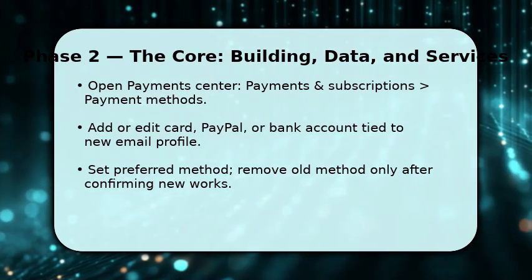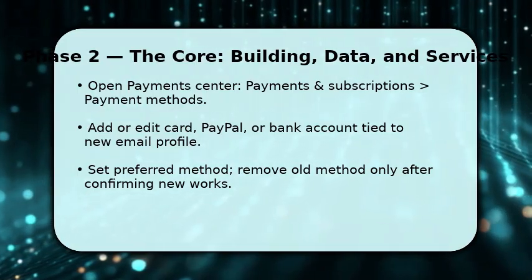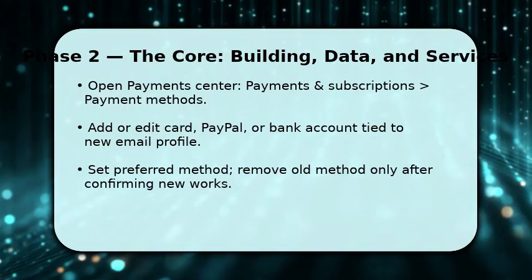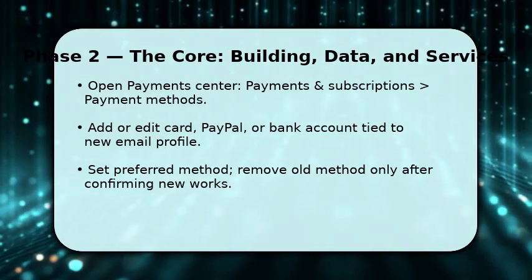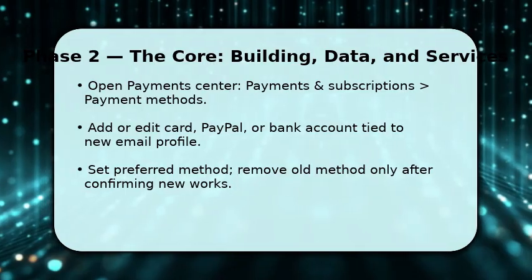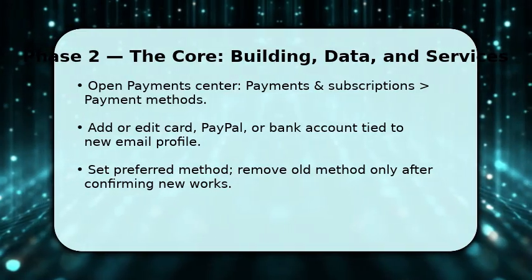This assigns billing receipts to that address. Once added, set it as the preferred method so future charges use the new email. Make sure to verify any microdeposit or PayPal confirmation. This step ensures Google will send invoices and notifications to the correct payment email.